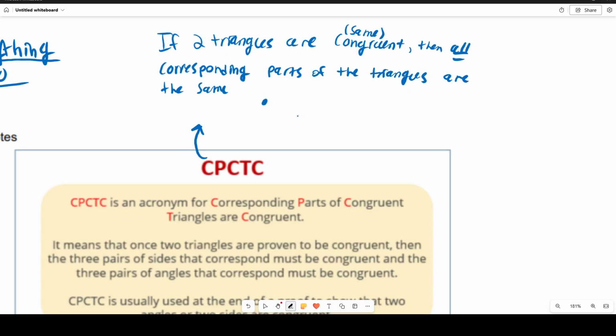So when I say that, I mean like angle 1 is going to be congruent to angle 1. So the angle with one tick mark is the same as the other angle with one tick mark. Or the angle in between side 1 and side 2 is the same as the other angle in the other triangle in between side 1 and side 2. Another example would be if angle 2 were congruent to angle 2, or if side 1 was congruent to side 1. And then these can go on.